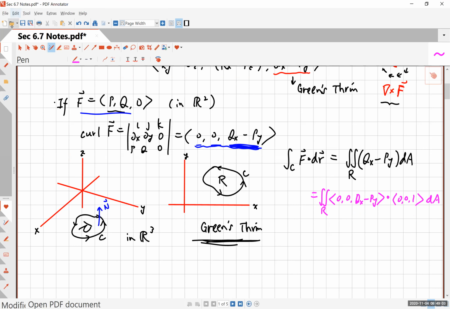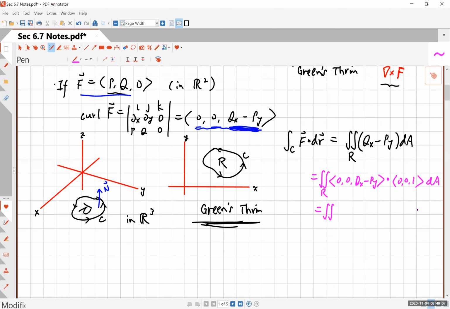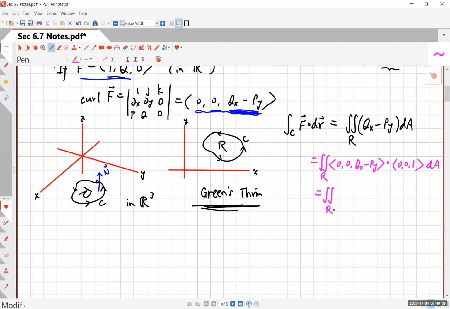I am writing this in a longer way so that you can actually see what was really happening when we stated Green's theorem. You know what this is? This is the curl of f. And this is the normal vector. You see that? That's this vector here. So it turns out what we were doing in Green's theorem is to say that this circulation or work integral is equal to the double integral of curl of f dot n dA. So that's something to remember.